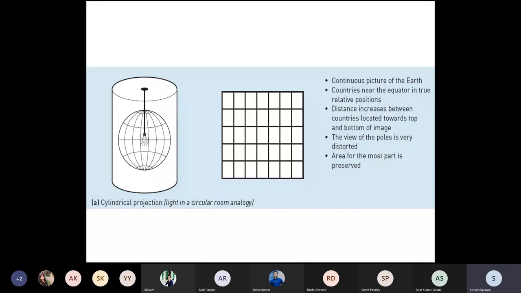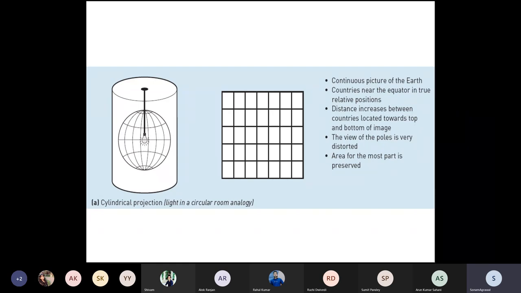So the countries near the equator are in true relative positions, but as you move away from the equator and reach the pole, the distortion becomes very high. At the pole, the size of the latitude is very small as compared to the equator.